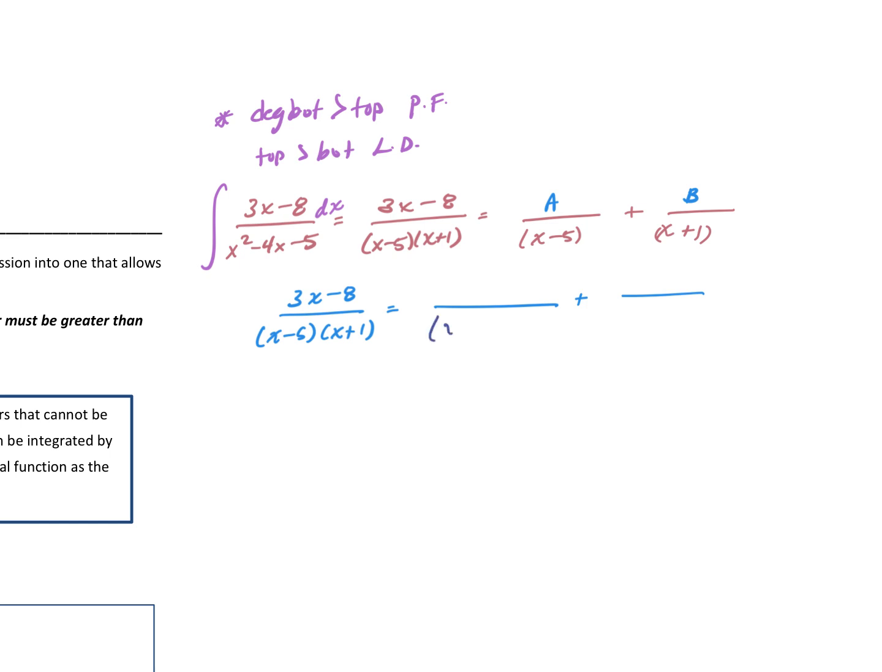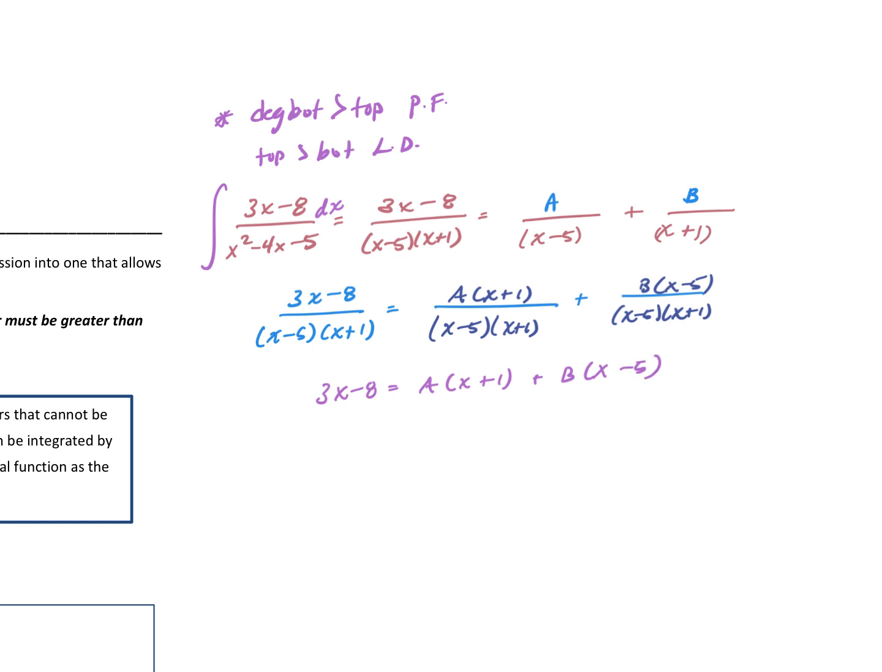But if I wanted to add these two fractions together, the A would get the x plus 1, and then the B would get the x minus 5, right? Then you would combine. Think about what you do when you add fractions. You would distribute, add it together, and get that. So what we're trying to do is figure out the value of A and B so that happens. At this point, you could just drop out your denominators because they're equal. So we get 3x minus 8 equals A(x + 1) plus B(x - 5). So we're going to solve this out for A and B.